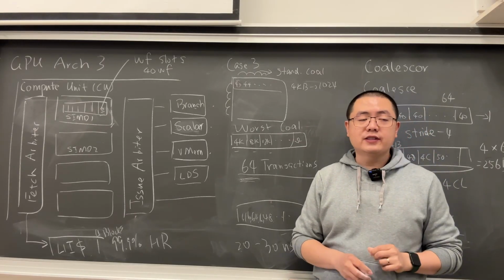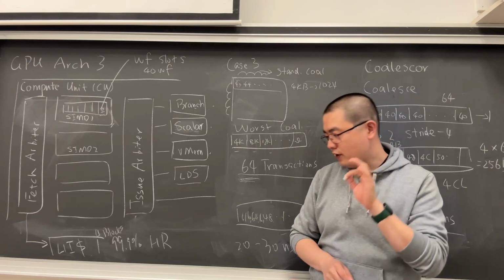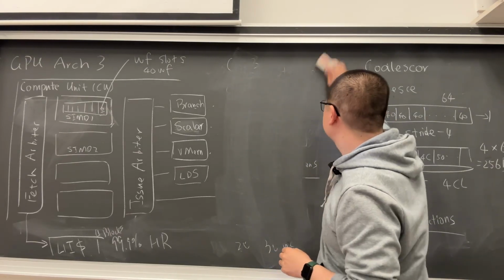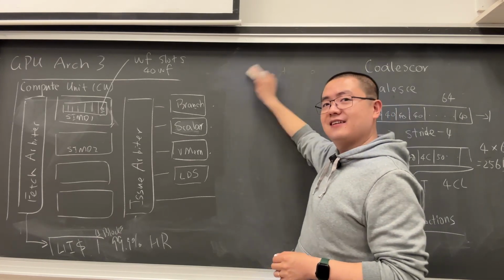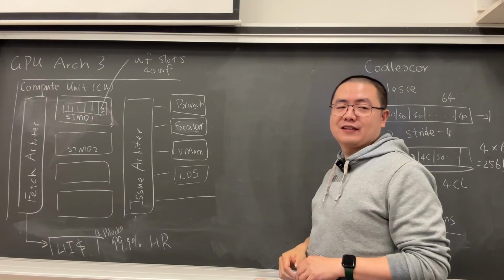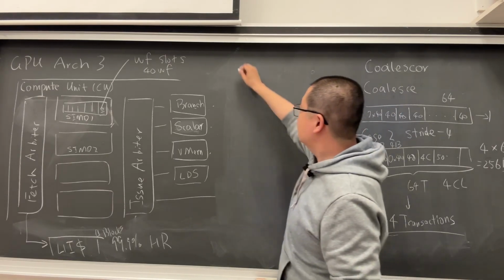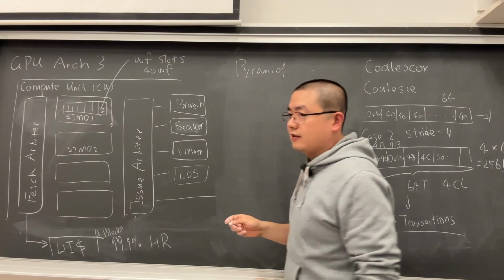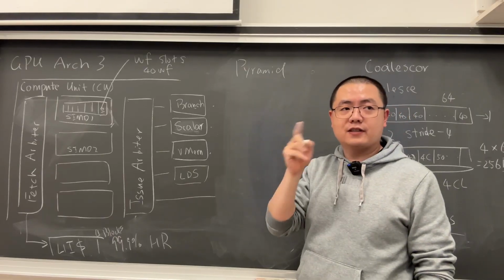GPU was originally designed for graphics, right? In graphics, you probably heard of this term called pyramid. Do you know what a pyramid is? Pyramid, in plain English context, Egypt pyramid, right? So what is a pyramid in the graphics context?